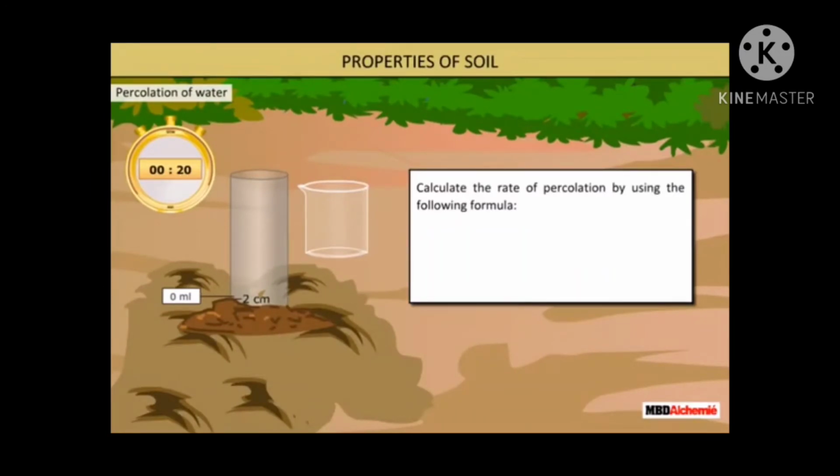Now calculate the percolation by using the following formula. Which is that formula?